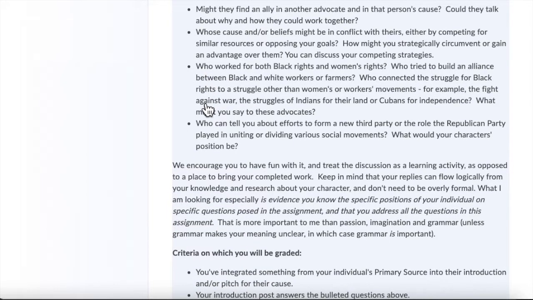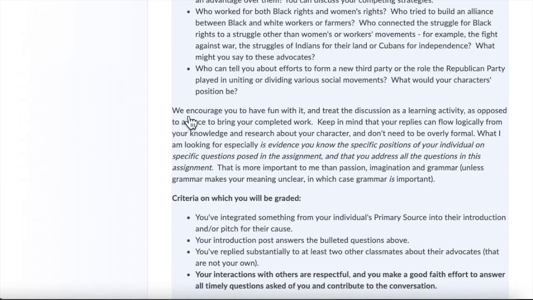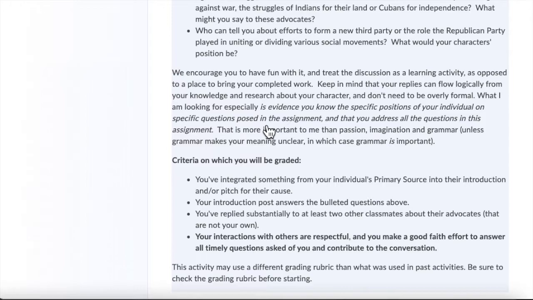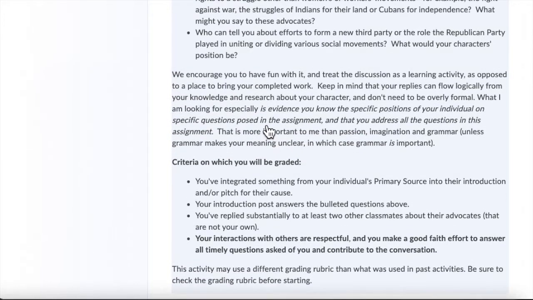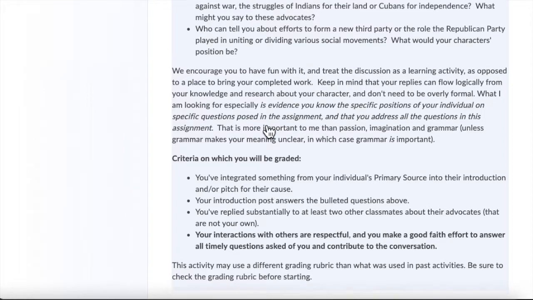But make sure it's true, of course. And it says we encourage you to have fun with it. If you can have fun after all of these complicated instructions, wow, that's fantastic. But to be serious, we do want you to have fun with it.